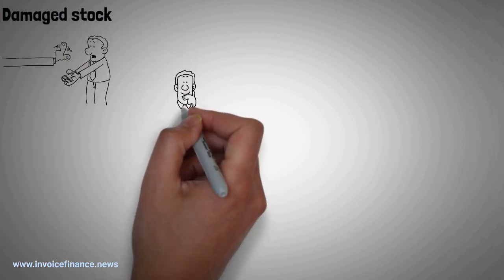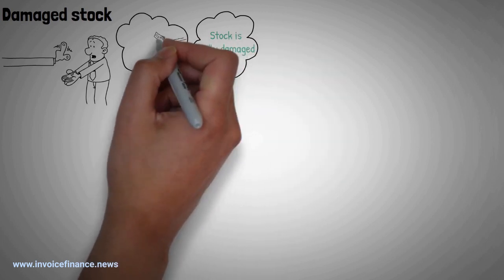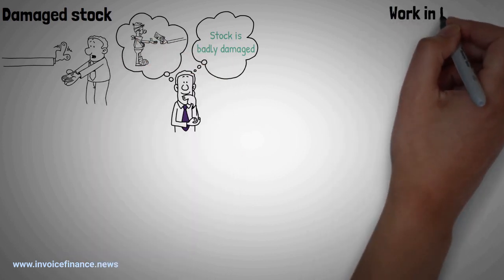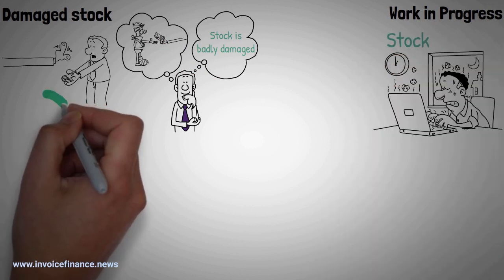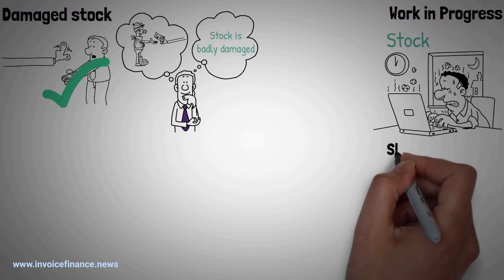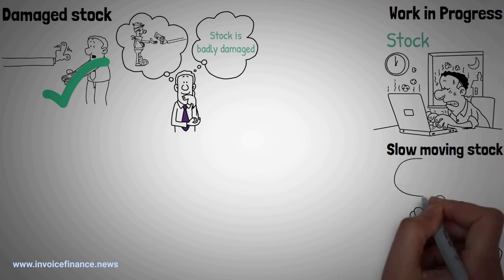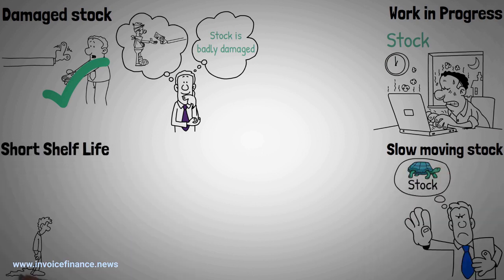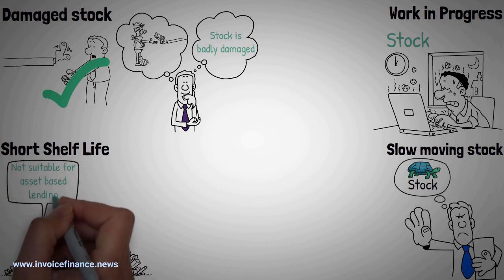1. Damaged stock. No funding will be available against damaged stock. In the event that the stock is badly damaged, an insurance claim will be made with the funds going to the lender. 2. Work in progress. Unfinished inventory still counts as stock, but a financier will place a retention on these items. 3. Slow-moving stock. A financier will usually place retentions against slow-moving stock. 4. Short shelf life. Items with a short shelf life are not suitable for asset-based lending.